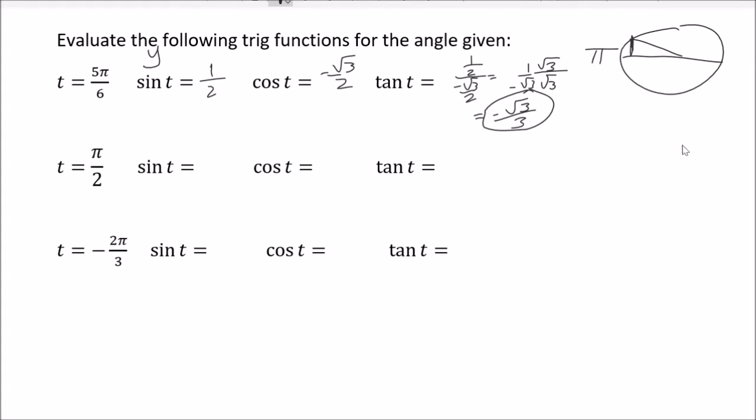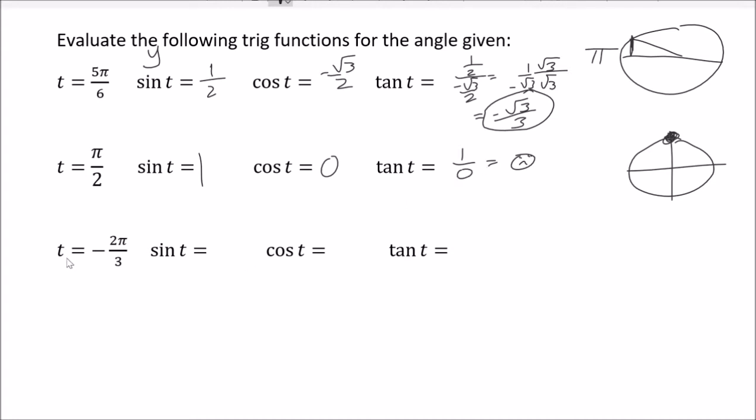What about pi over 2? Where is that on the circle? That's right up here at the top. Okay, and so sine, well, we had to go up from the origin to get there, so sine is 1. We didn't go left and right, so cosine is 0. Tangent is sine over cosine, that's 1 over 0, which doesn't exist. You can't divide by 0. Okay, so that's actually not defined, totally fine.